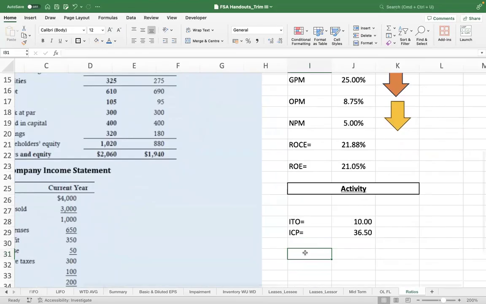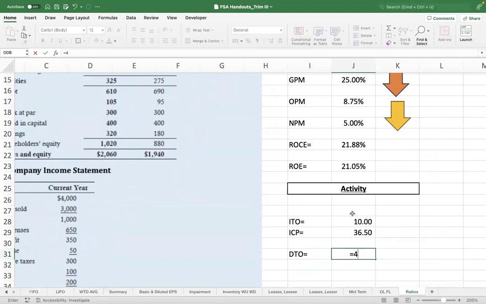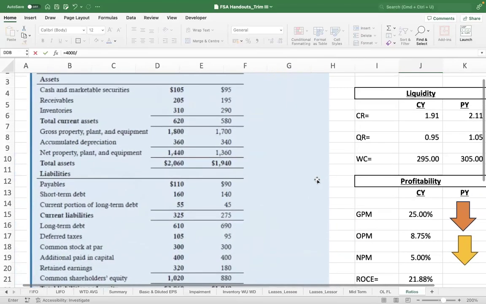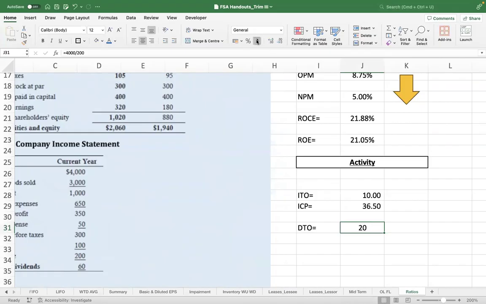Now, next we should compute our debtors turnover ratio. So debtors turnover ratio will be sales by average receivables. So 4,000 divided by average AR. So your average AR is 200, right? 205 plus 195 by 2, which is 200, which means that your DTO, debtors turnover ratio, is 20 times, which means that you have a very, very good receivables collection period. 365 by 20, which means you're managing to collect your receivables in almost 18.25 days.